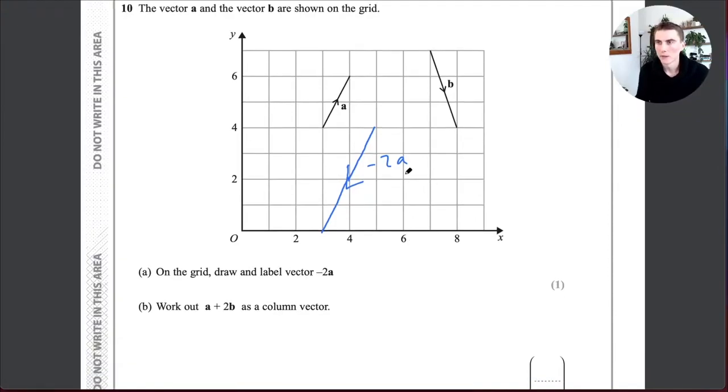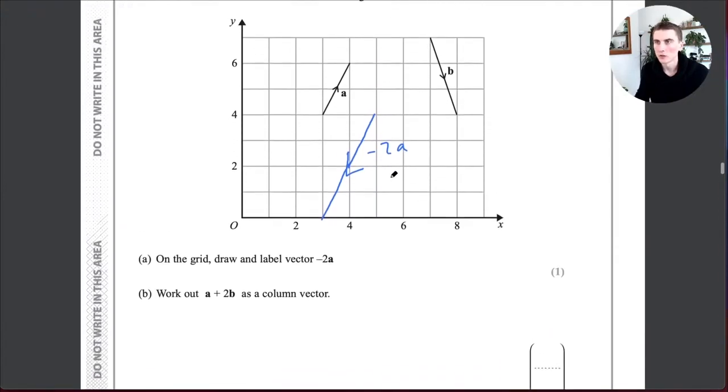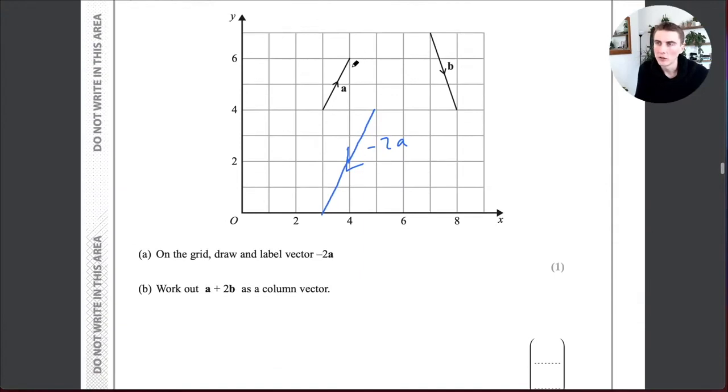Then, down here, part B, it says work out a plus 2b as a column vector. So a column vector, just an example, is where you write it in something like this. So for A, you can see that A basically goes across 1 and up 2. So as a column vector, that would be 1, 2. Basically, the change in the x at the top and the change in the y at the bottom as you go from the start of the arrow to the end.